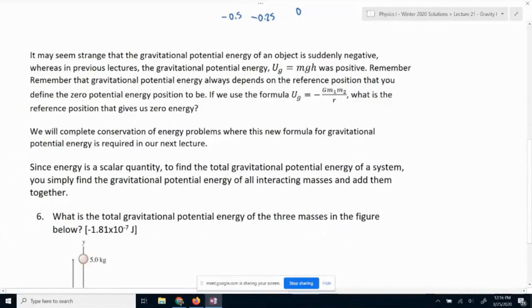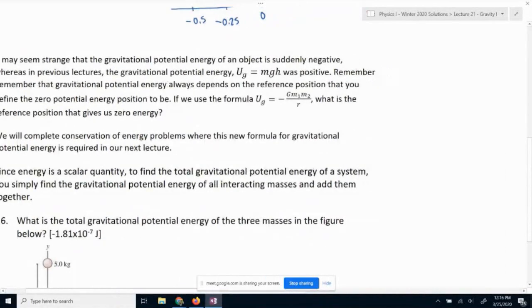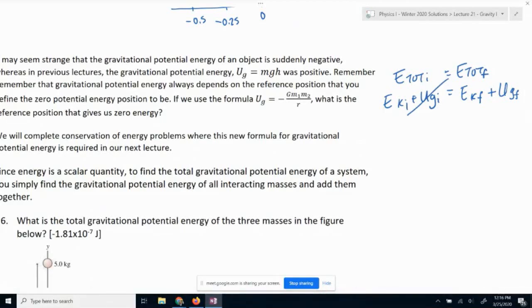So remember when we talked about UG equals MGH, and we said, okay, sometimes when we do E total initial equals E total final, let's say if we had EK plus UG initial equals EK final, let's say there's no spring in this question, so I'm ignoring elastic potential, UG final. Sometimes we'd say, oh, okay, let's cross off this one because there's no UG initial. When is it that we're able to cross off UG initial? When the height is 0.